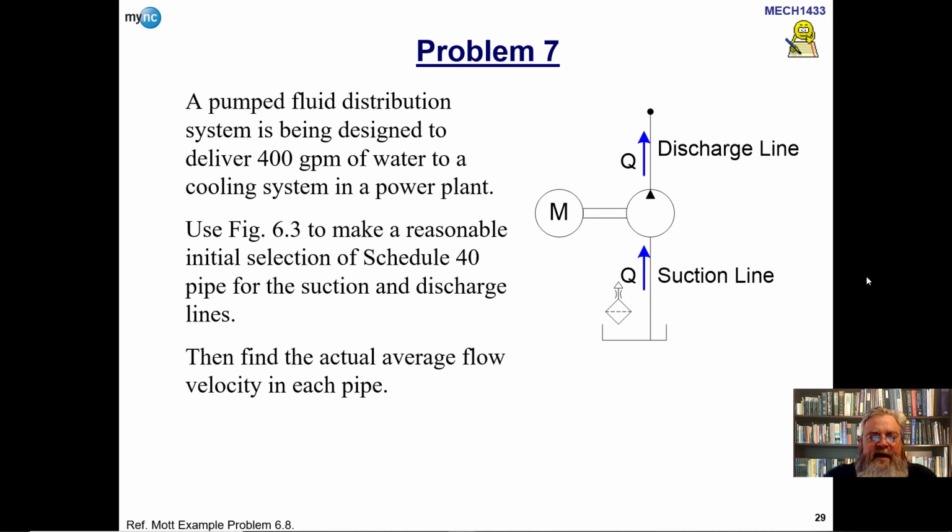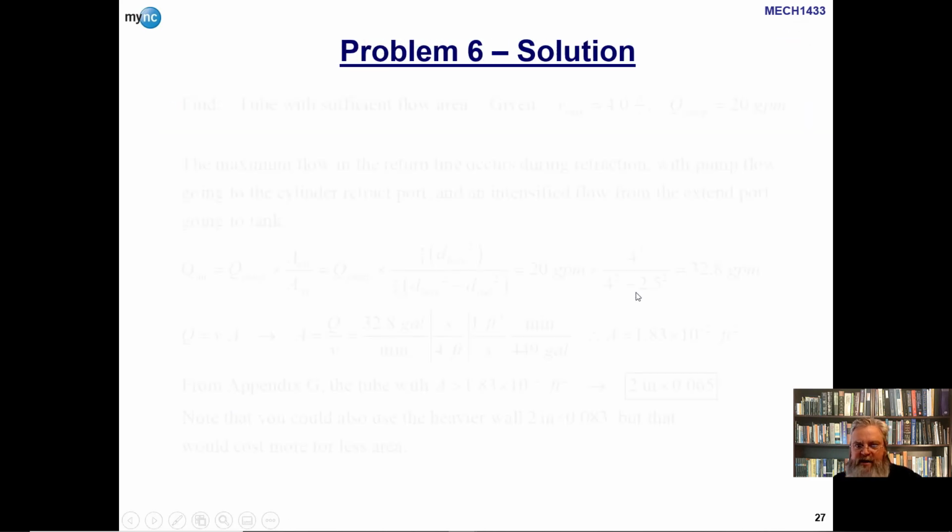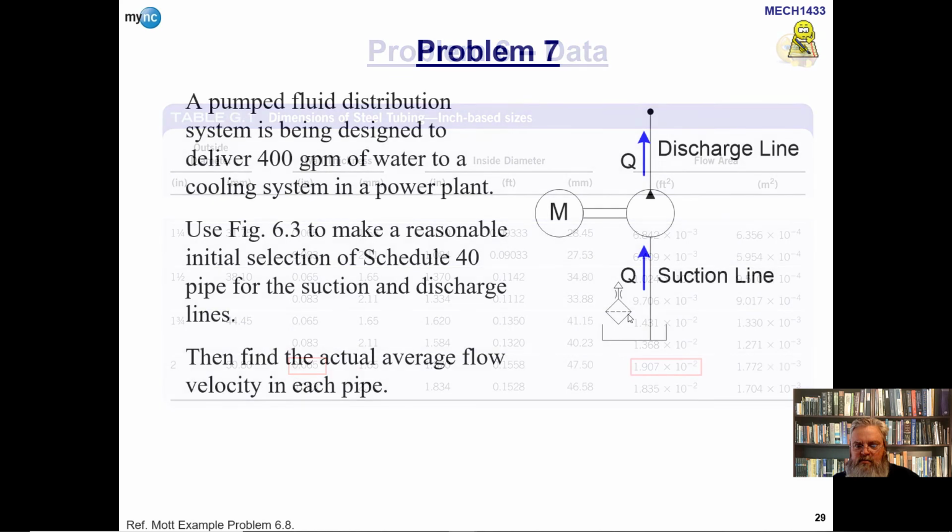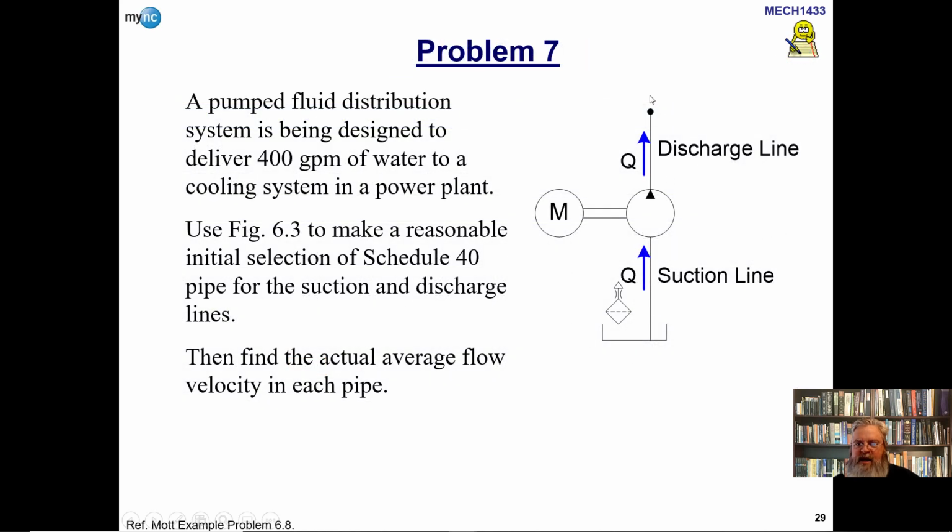Delivers 400 gallons per minute of water to a cooling system in a power plant, shall we say. So we're going to use that log scale graph for pipe flows in figure 6.3 of MECH to make a reasonable initial selection for a schedule 40 pipe for the suction and discharge lines of the system. Here's the pump driven by a motor. It's going to suck water in through the suction line and discharge it through the discharge line.